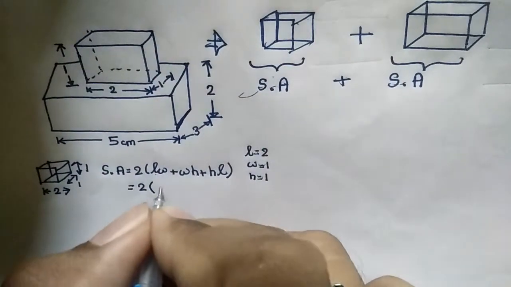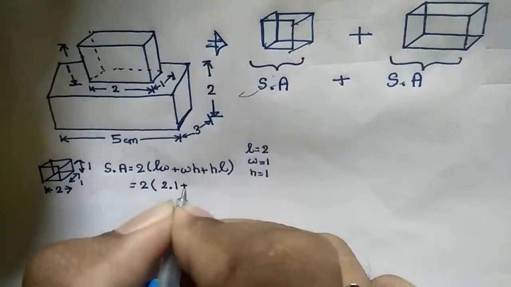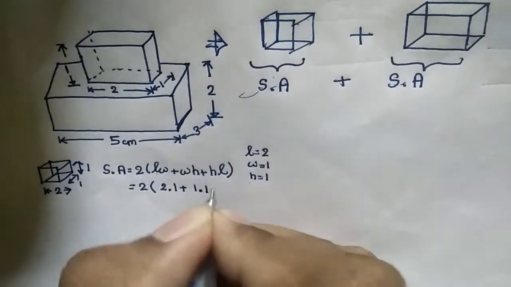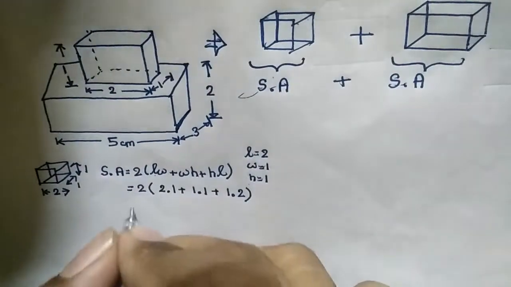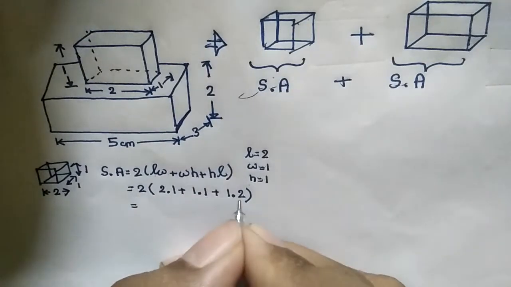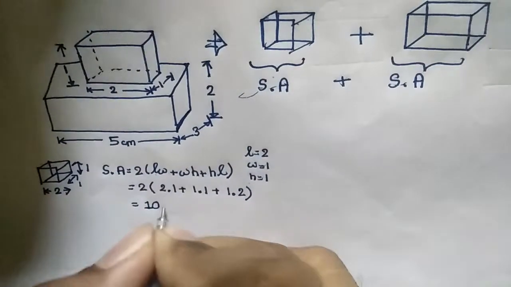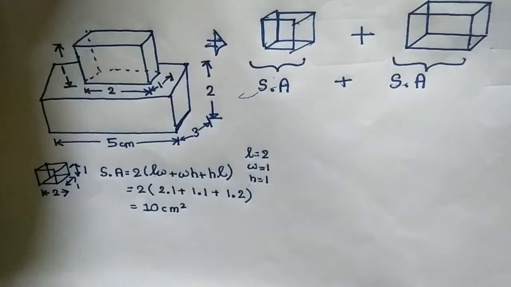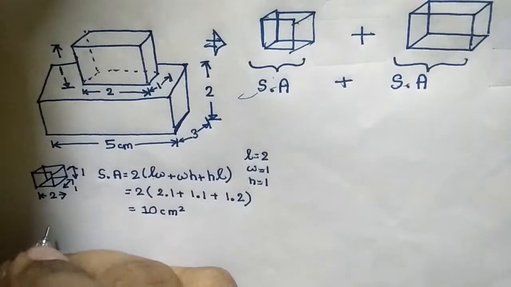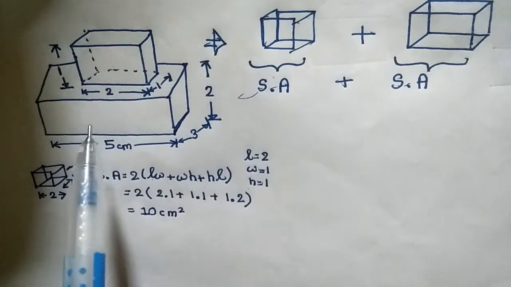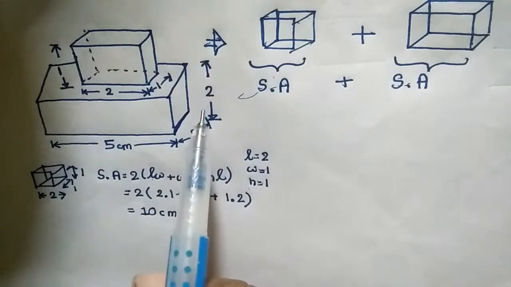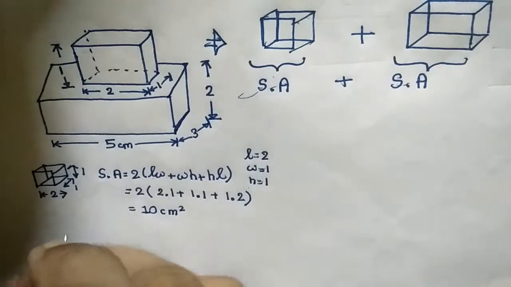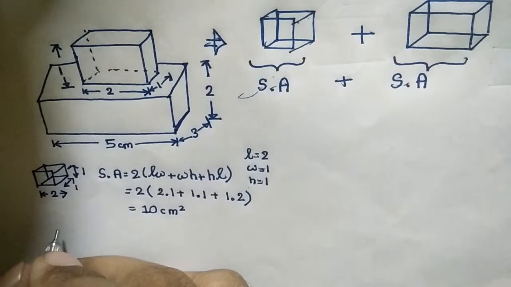As we do that, length times width is 2 times 1, plus width times height is 1 times 1, plus height times length is 1 times 2. As we do that, 2 plus 1 is 3, 3 plus 2 is 5, and 5 times 2 makes it 10. So the surface area for the smaller box is 10 centimeters square. Now let us see how we can find the surface area for the larger box, and it is again very simple. Just identify the length, width and height of the rectangular box.